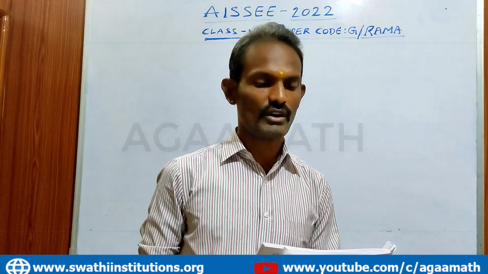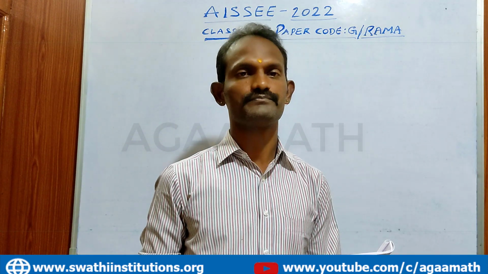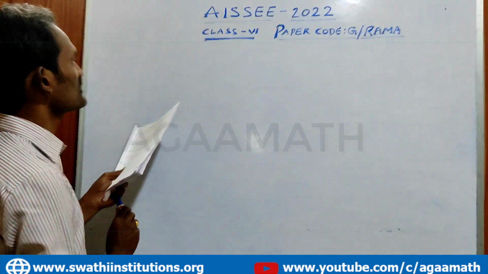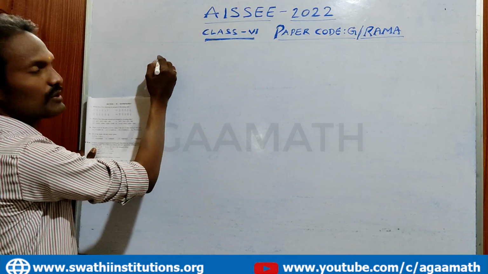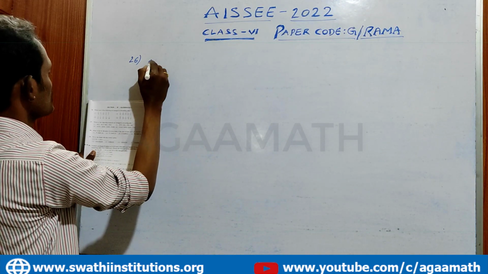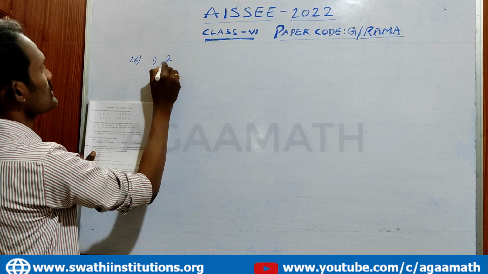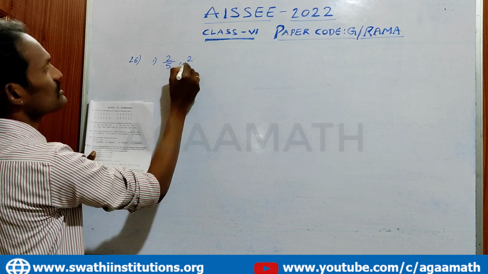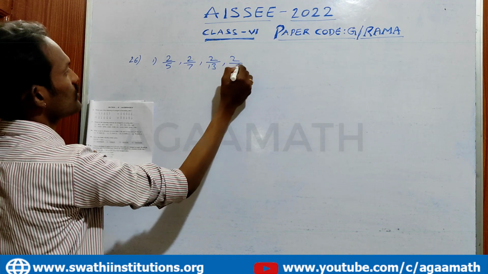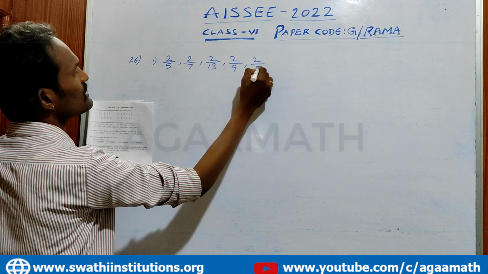Which one of the following are arranged in descending order? There are 4 options. The question number is 26 according to this paper code. The first option is 2 over 5, 2 over 7, 2 over 13, 2 over 9, 2 over 3.